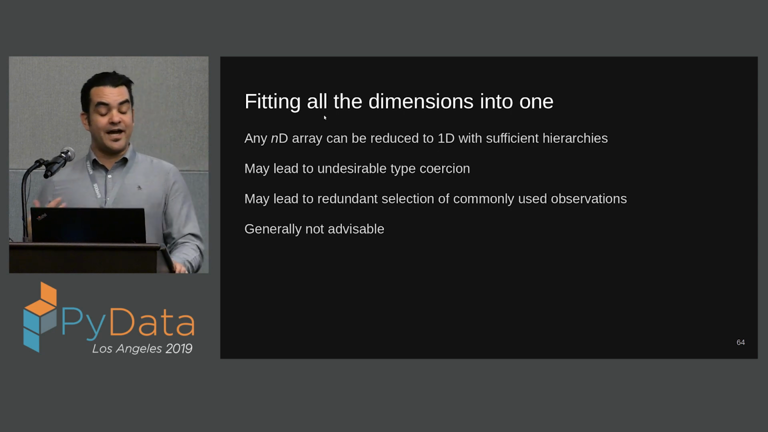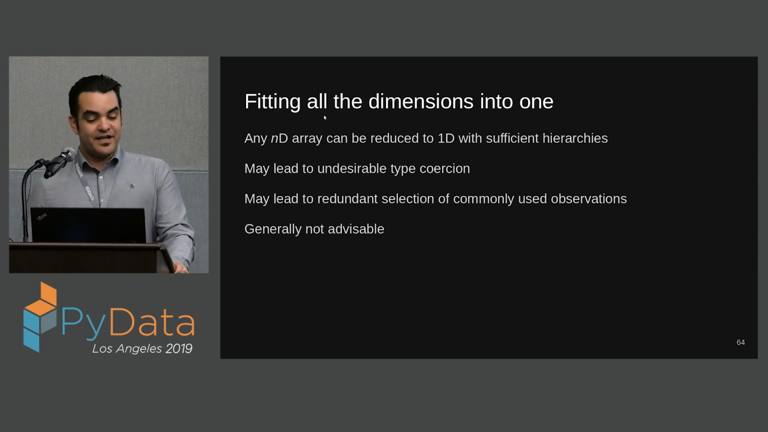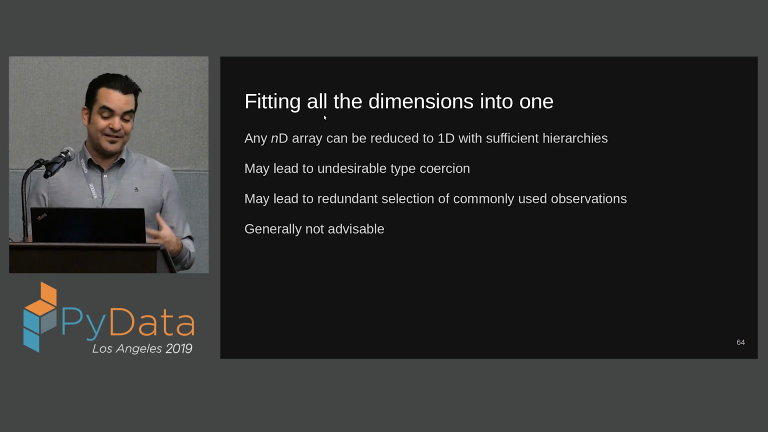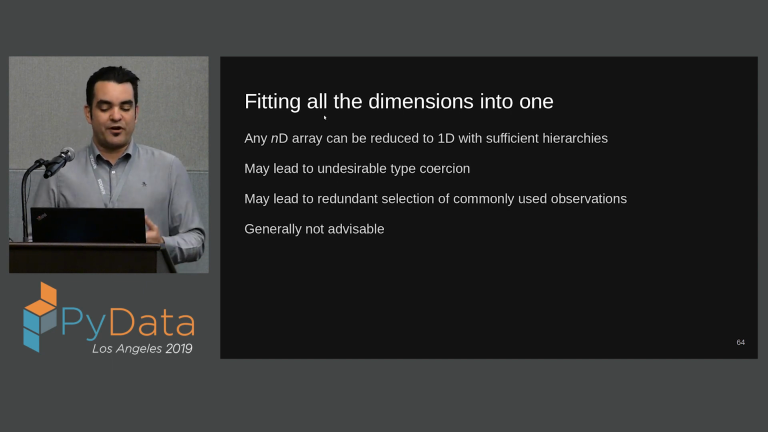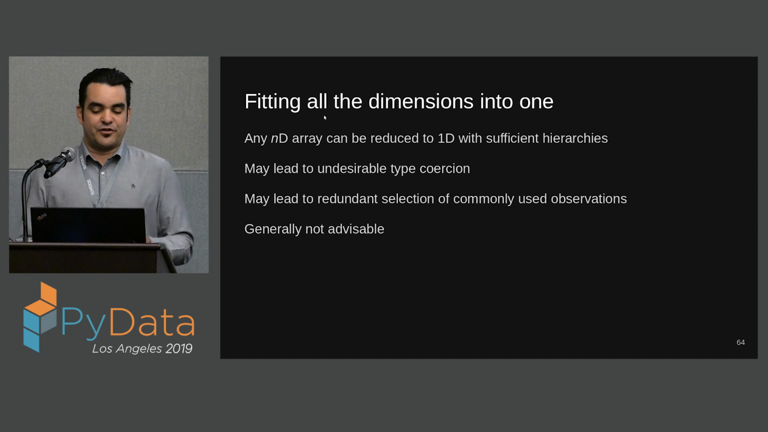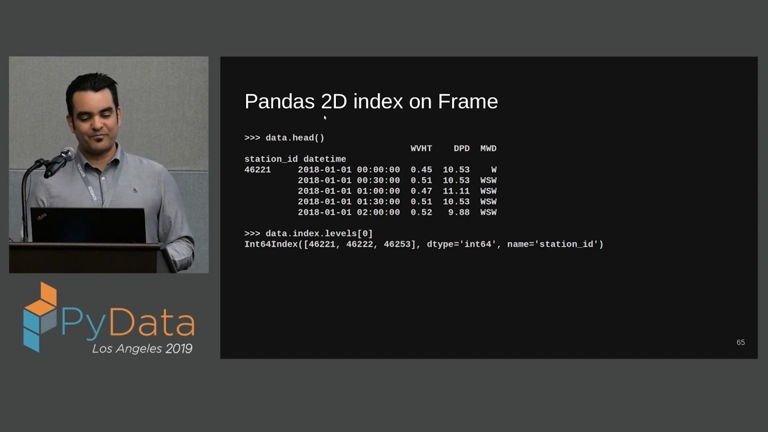This is where the title of my talk comes from, because it is the case that any n-dimensional array can be reduced into a single one-dimensional array with sufficient hierarchies. But we probably don't want to do this. It will lead to undesirable type coercion if we have everything in one array, and will often lead to painfully slow selection because you're breaking up things that you should have kept separate to begin with. So this is generally not advisable.